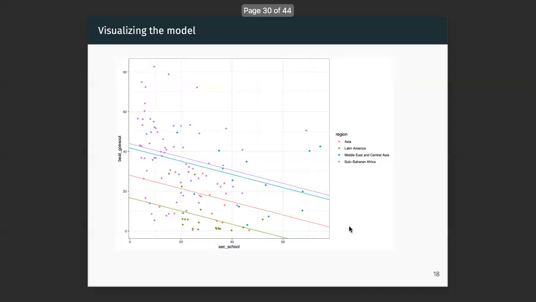So that's adding in a single categorical predictor. It gives us different intercepts for each level of the categorical predictor. So we went from a model with 1 intercept and 1 slope to a model with 4 intercepts and 1 slope. Yeah? What if we want to get crazy and have a model with 4 intercepts and 4 slopes? We can do that. Let's do it.